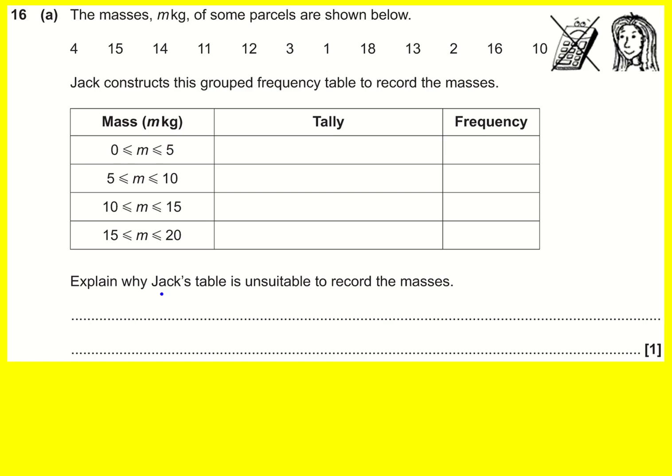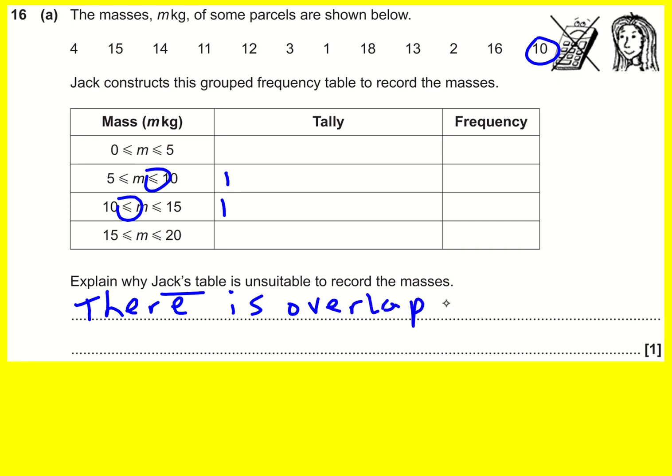Yeah, the problem with Jack's table is that this number, for example 10, do I put it here or do I put it here? Because it's included in both, and it's unsuitable because there is overlap between groups. If you do a survey or this kind of thing, you must make sure there's no gaps and there's no overlap.